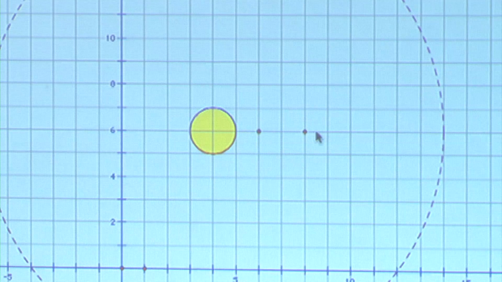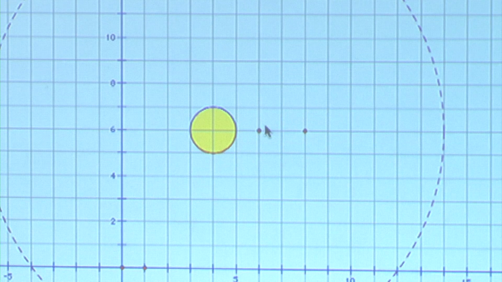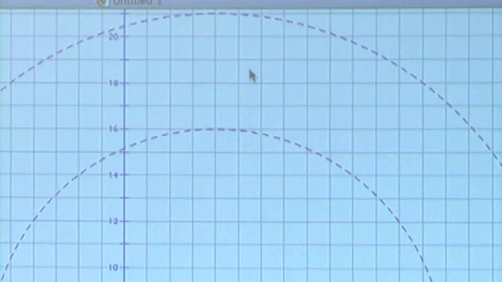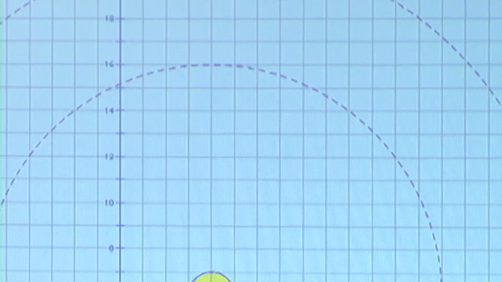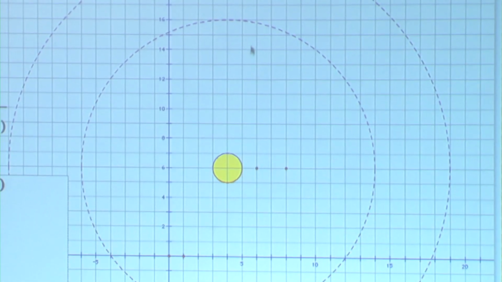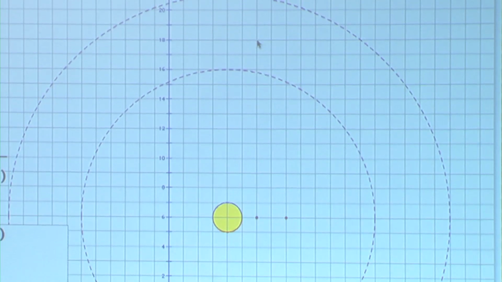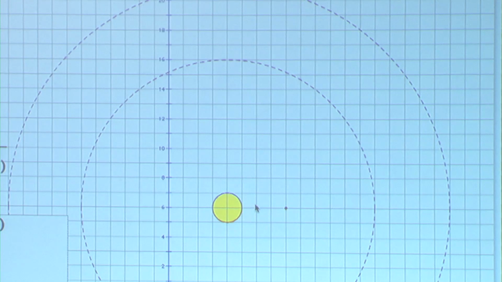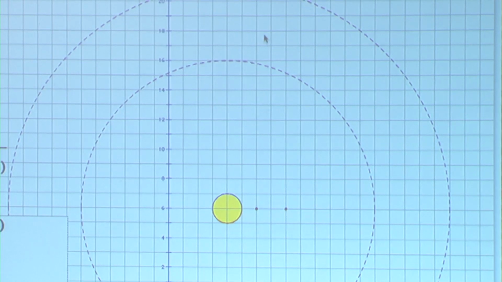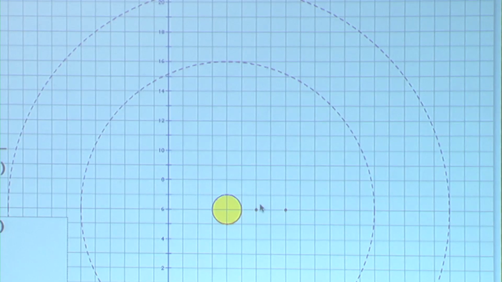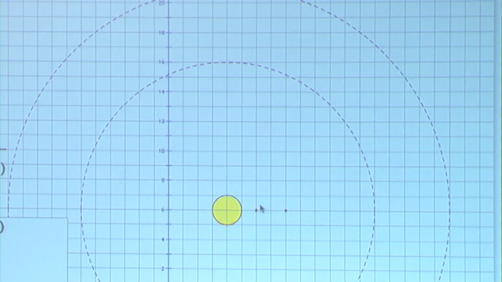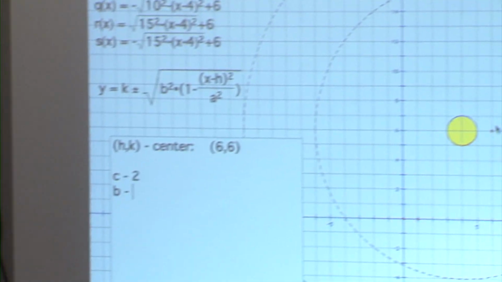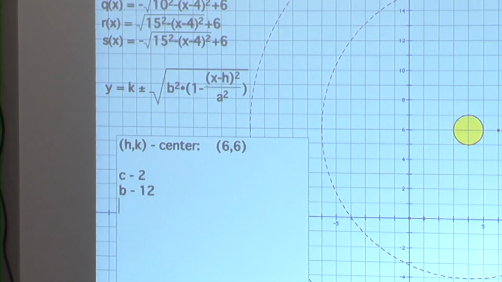So how do I pick what I want my B value to be? I'm going to pick a point that I want it to go to. For example, I might want my B value to go to 18. So if it goes to 18 and it starts at 6, what's my B value? What's 18 minus 6? 12. So we have a B value of 12. Good job, Bishop. Almost had it.